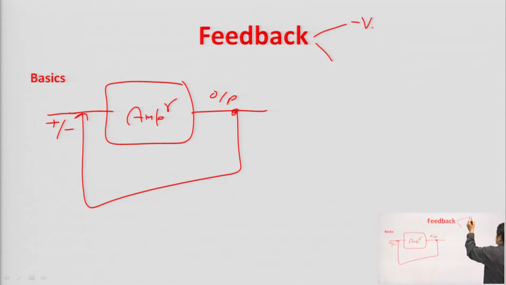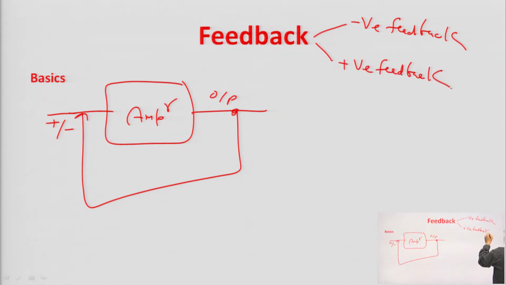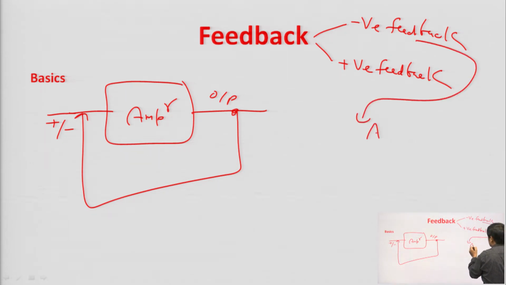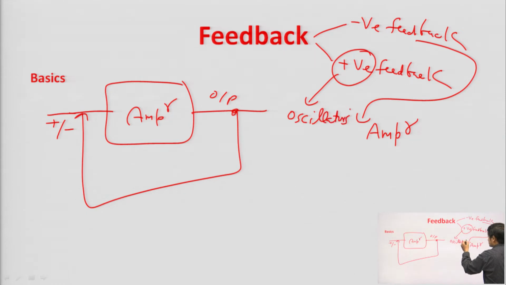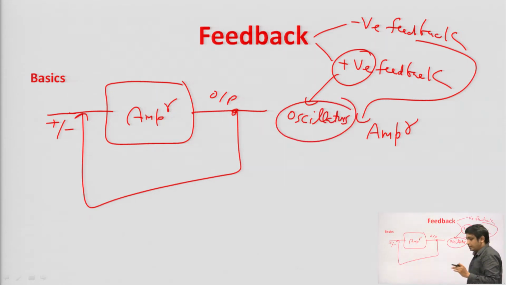One is negative feedback and another one is positive feedback. This negative feedback is used in amplifiers, and the positive feedback is used in oscillators. So, in unit 2 we are going to study about negative feedback. In unit 3 we will study positive feedback. In unit 3 we will study oscillators. In oscillators positive feedback is used, fine.